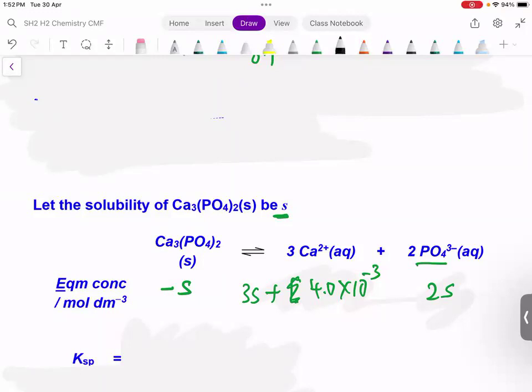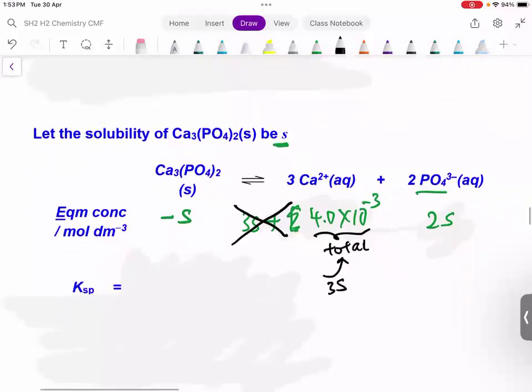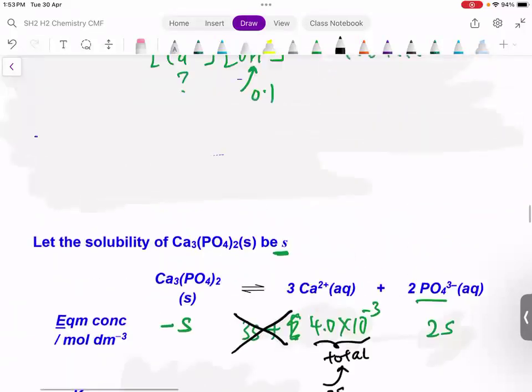Okay, I need you to recognize that this is not necessary, because this is already the total. Not only communal, it's already the total. So the 4.0 times 10 minus 3 is already inclusive of the 3S. There's no need for you to add the 3S to it. Am I clear on this? So with this in mind, I can substitute and get the answer. Are you able to get the answer? Any question? Yep. Ice table for the first one, meaning?